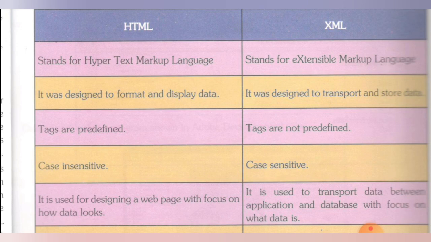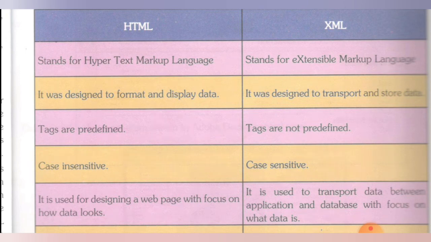HTML is a case insensitive language, that is a non-case sensitive language, but XML is a case sensitive language. That is, when you write code in uppercase and lowercase letters, it is considered the same in HTML. But in XML, when you write the same name, for example title, in capital letters, it takes some other meaning. When you write title in small letters, it takes some other value. That is a case sensitive language.